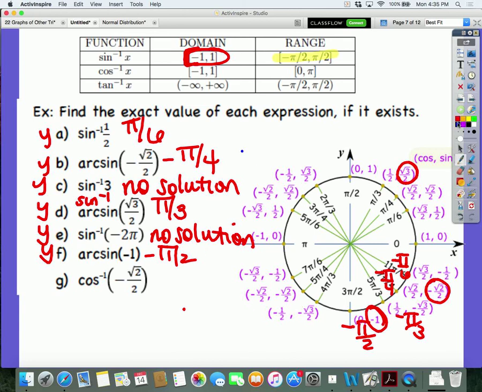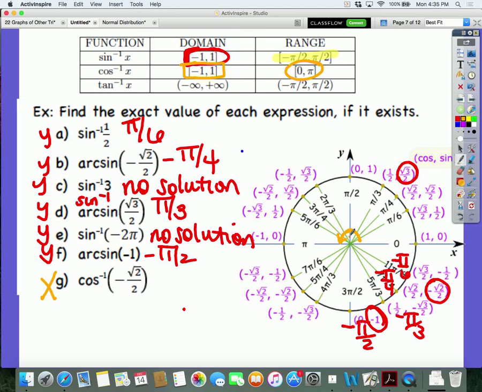Now cosine is x. So now we're looking at the x values that are bounded between the domain negative 1 to 1, but this time the range is from 0 to pi. So we're looking at our normal unit circle, no negatives at all.